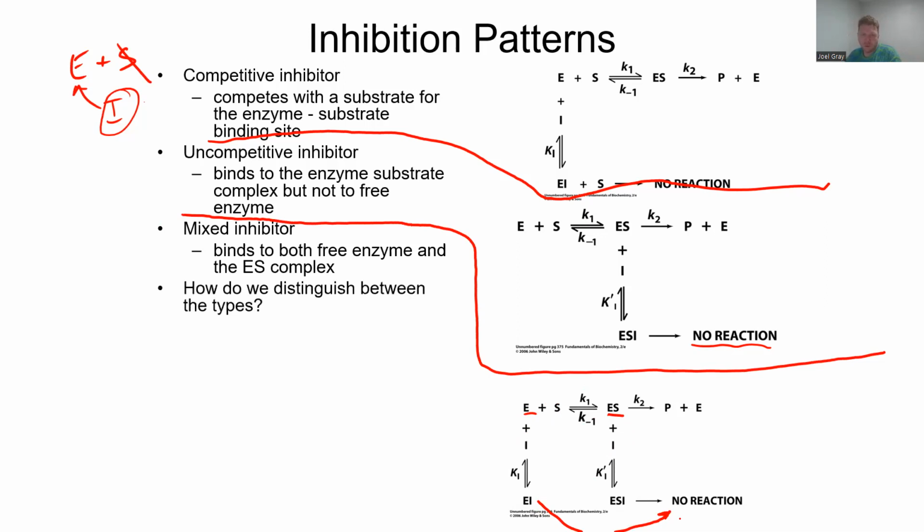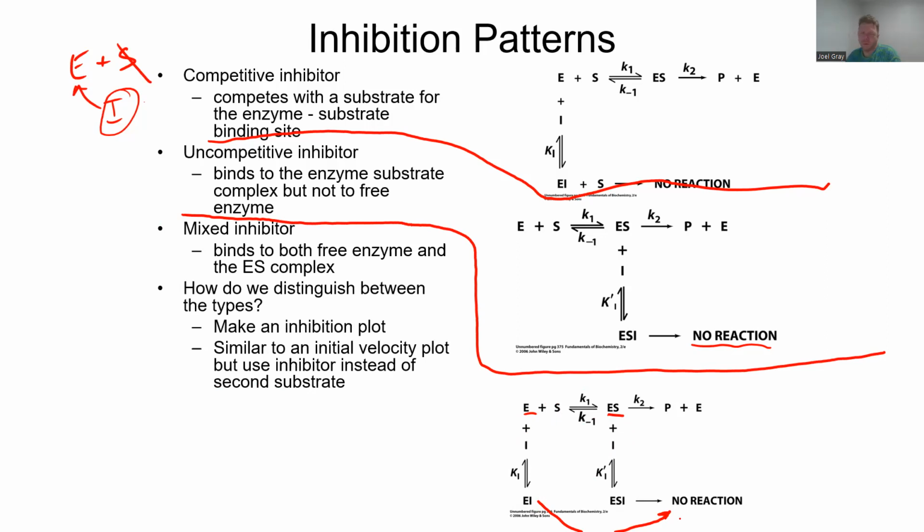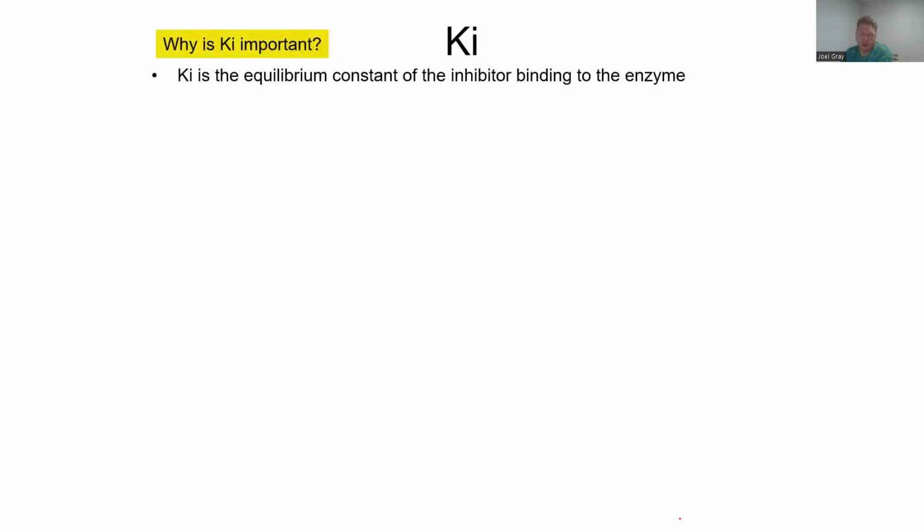Now, how do we distinguish between these different types? Well, what we would do is generate what's called an inhibition plot. This is similar to an initial velocity plot, but we use an inhibitor instead of a second substrate. So what we can get from this is some idea of what's happening and what's binding, and therefore what type of inhibition is present. Now, Ki is the equilibrium constant of the inhibitor binding to the enzyme.